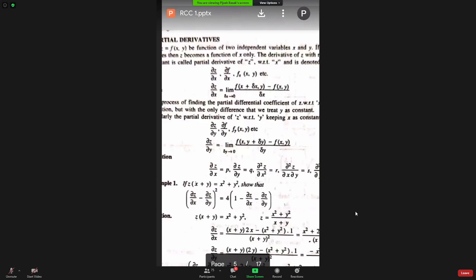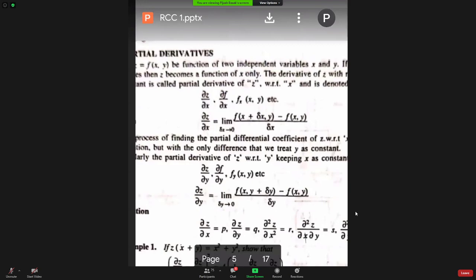Here, because it is a partial derivative, if I want to find the increment of the function with respect to x, that will be limit delta x tends to 0 of f(x plus delta x, y) minus f(x, y) by delta x, because y is kept constant. Because I am finding del z del x, y will be constant. So the definition will be limit delta x tends to 0 of f(x plus delta x, y) minus f(x, y) by delta x.